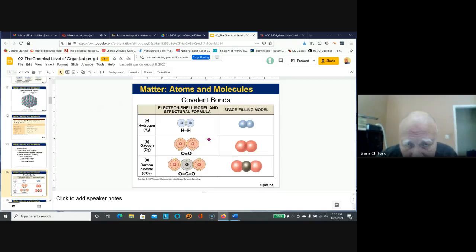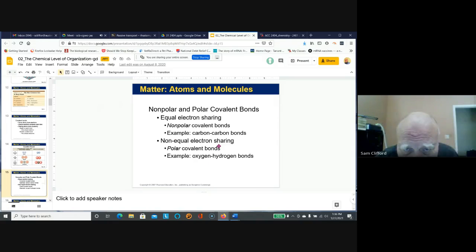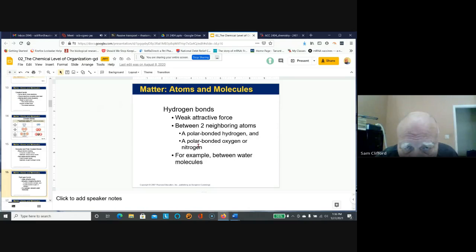What's a covalent bond? Electrons are shared. Hydrogen shares 2 electrons. Oxygen shares 4. Carbon dioxide and oxygen have a double bond also. So 4 electrons are being shared. If electrons are shared, that's a covalent bond. If they're equally shared, that's a nonpolar bond. If they're unequally shared, that's a polar covalent bond.